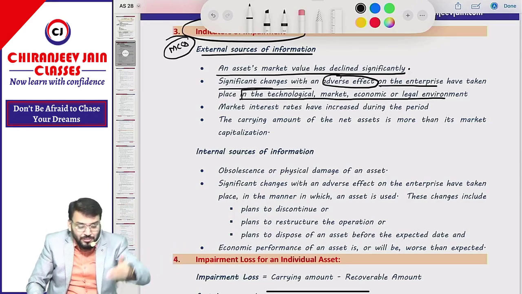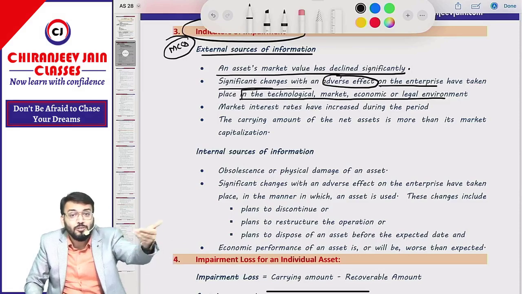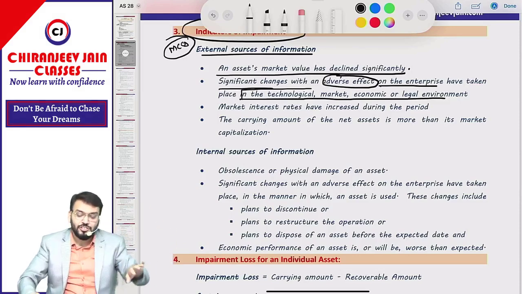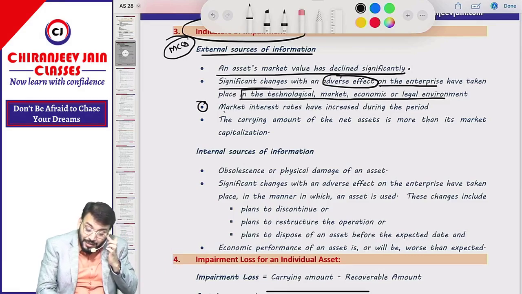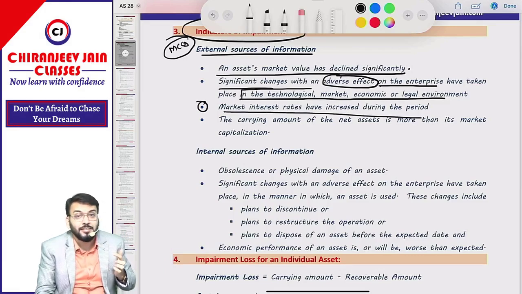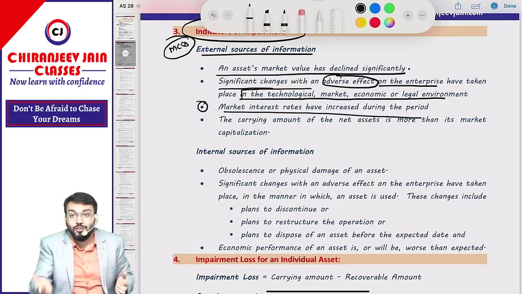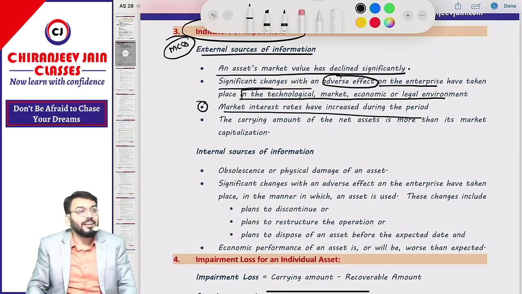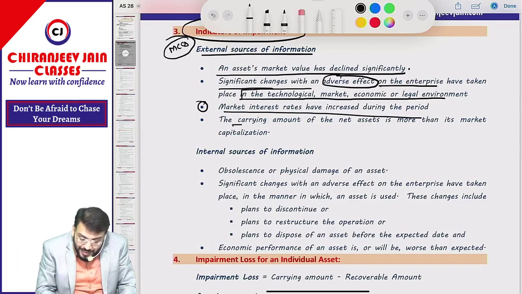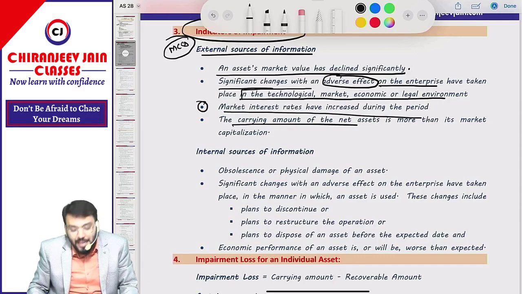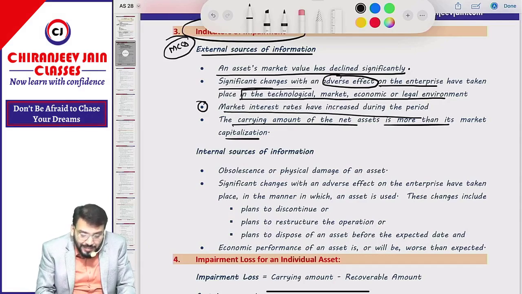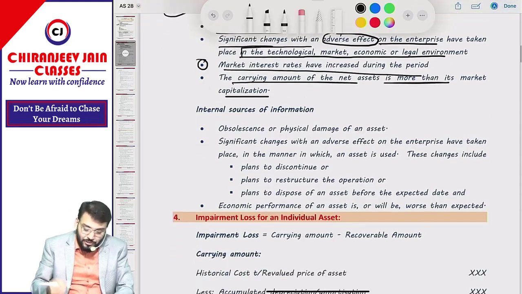Listen, why am I teaching you? Because I know if I do not explain, you will forget. Look, I can teach in this way also. Let us go on, what is the third point? Market interest rate has increased during the year. I can say it in this way, but I will not explain anything. The carrying amount of net assets, asset minus liability, is more than market capitalization. Understood? Let us move ahead.